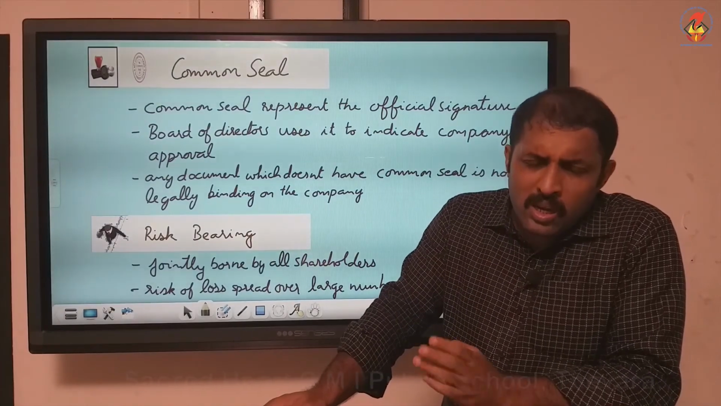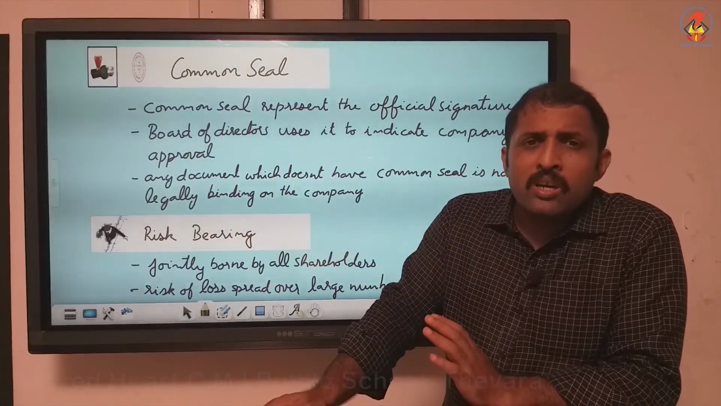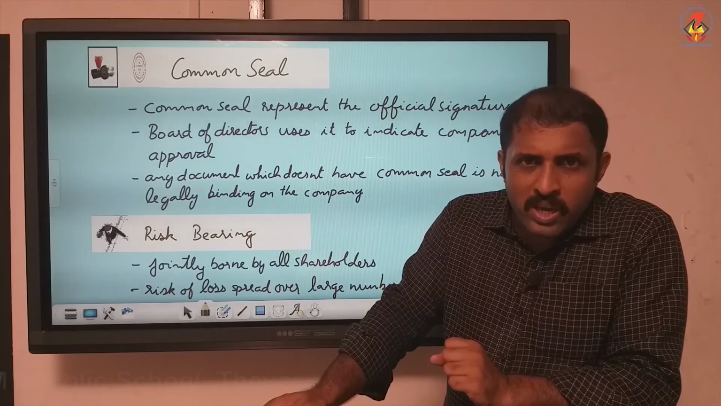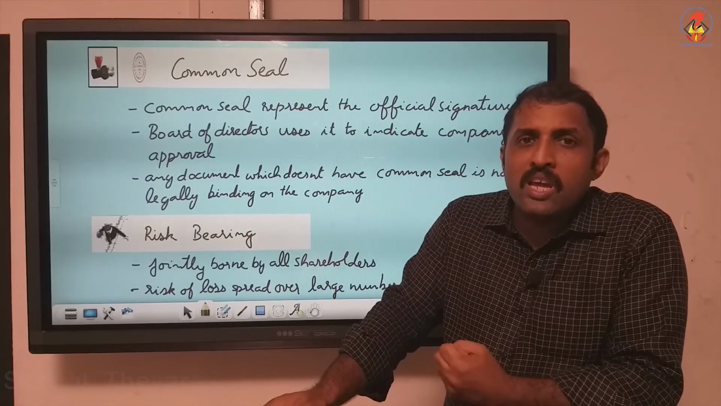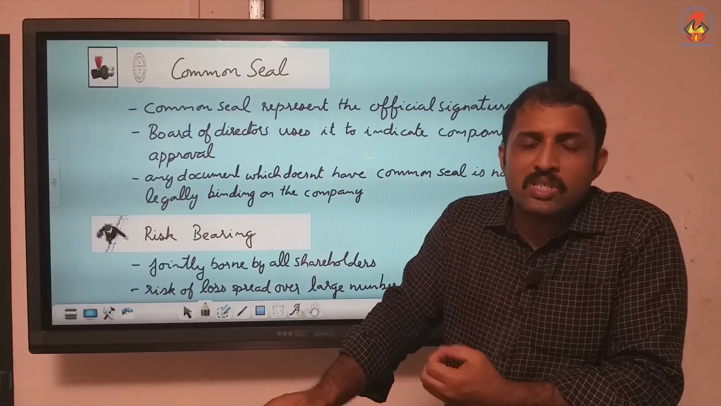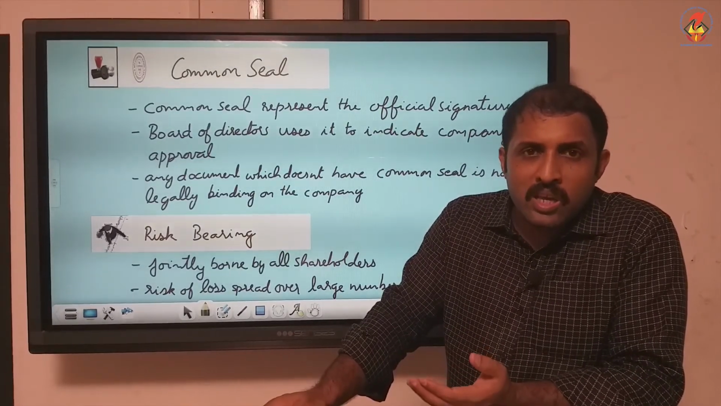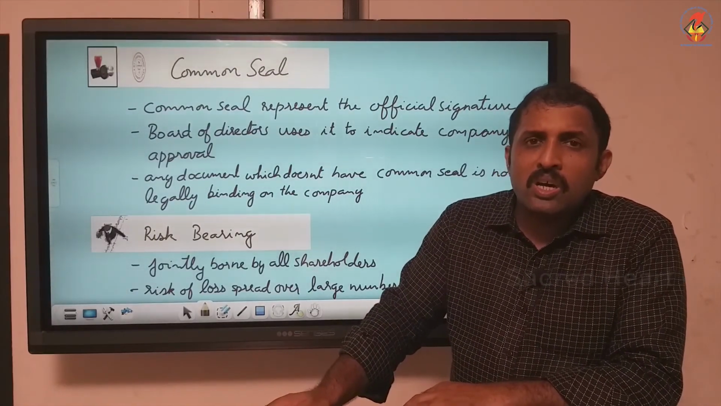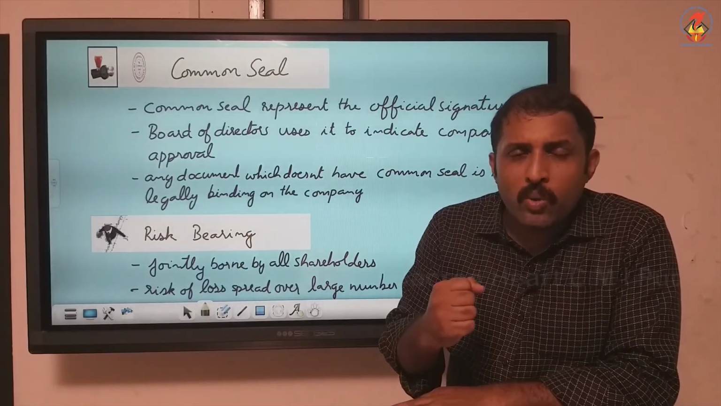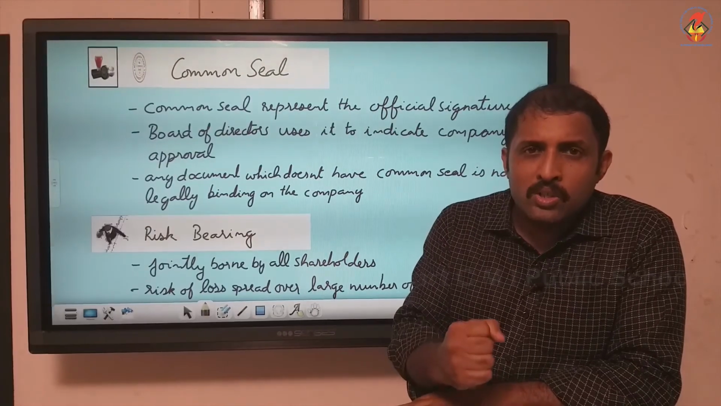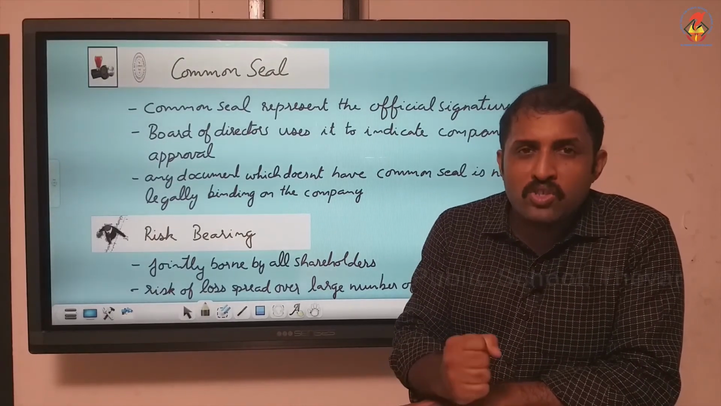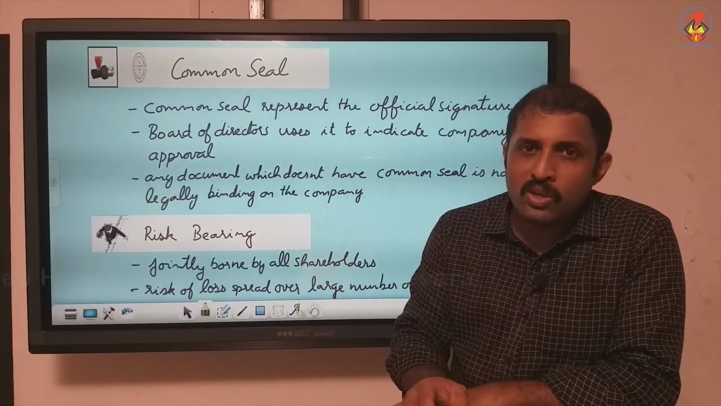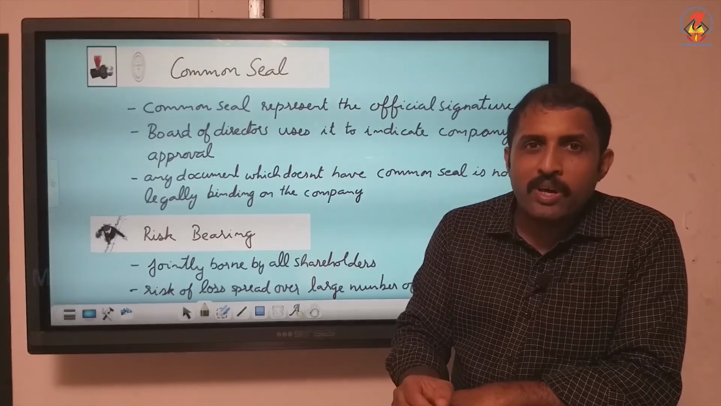Any contract or document which doesn't bear the common seal is not legally binding on the company. The company is not responsible for such contracts. So for everything a firm enters into, it requires the signature of the joint stock company, and that is the common seal. The common seal represents the signature of the joint stock company and it is used by the board of directors.